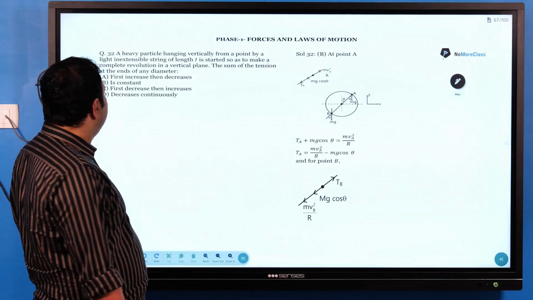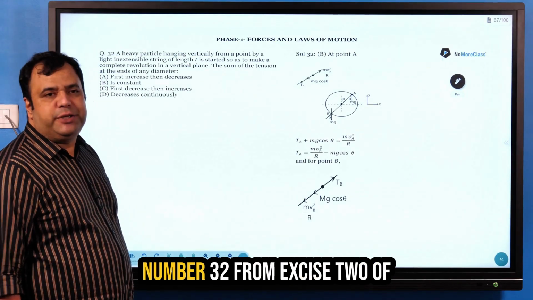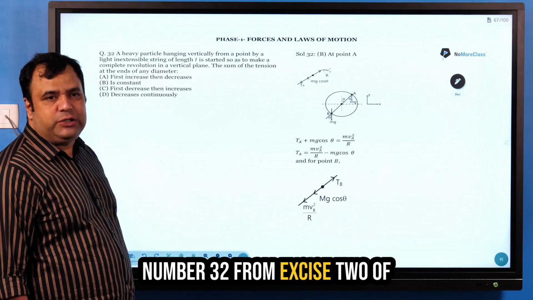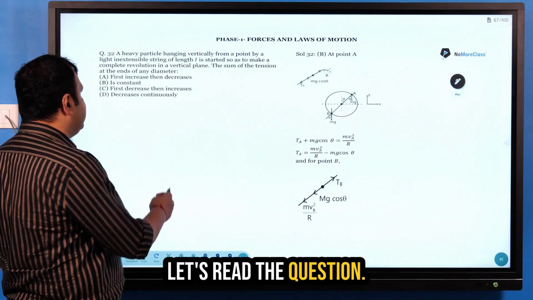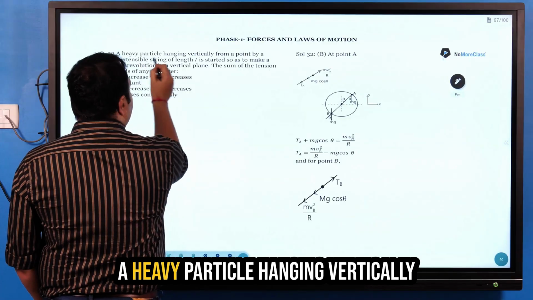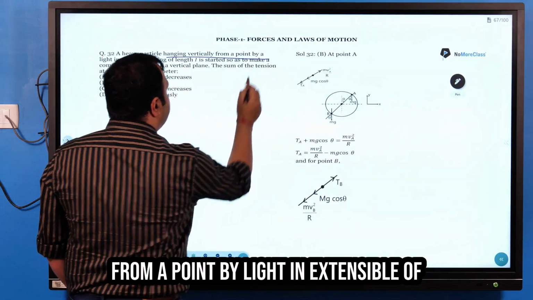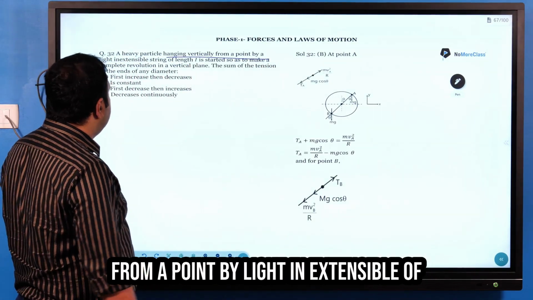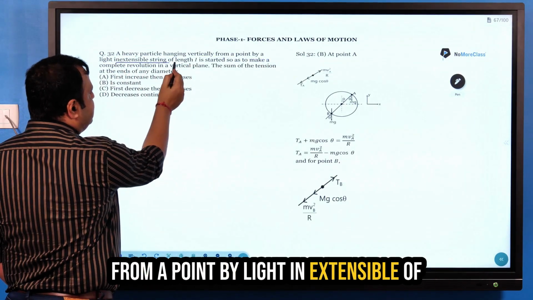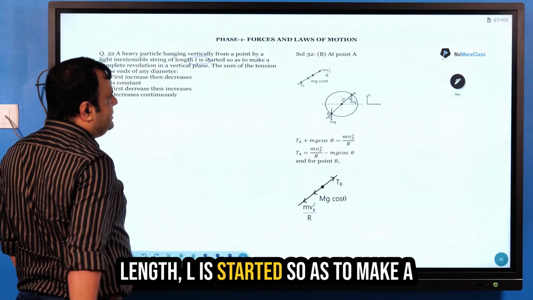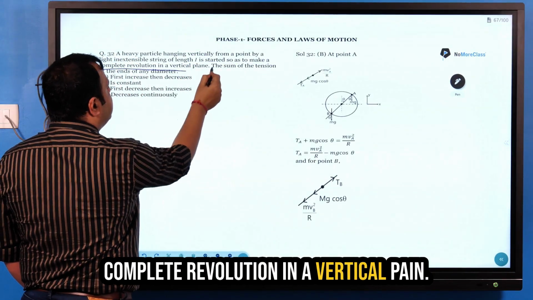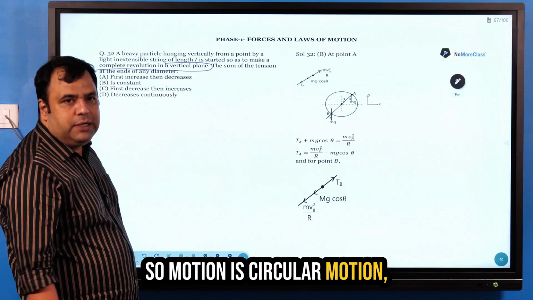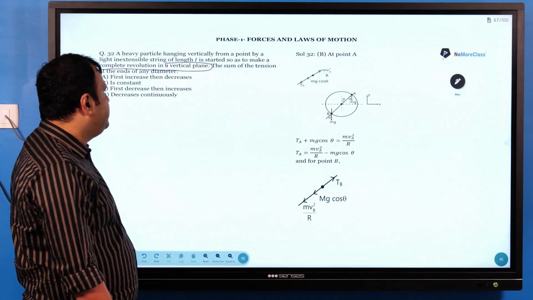Hello. Now we will be solving question number 32 from exercise 2 of the laws of motion chapter. Let's read the question. A heavy particle hanging vertically from a point by a light inextensible string of length L is started so as to make a complete revolution in a vertical plane. So the motion is circular motion, and that in the vertical plane.